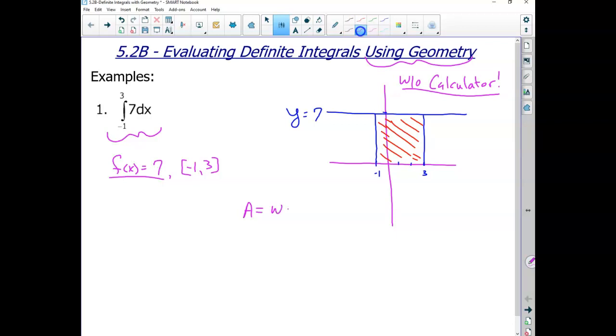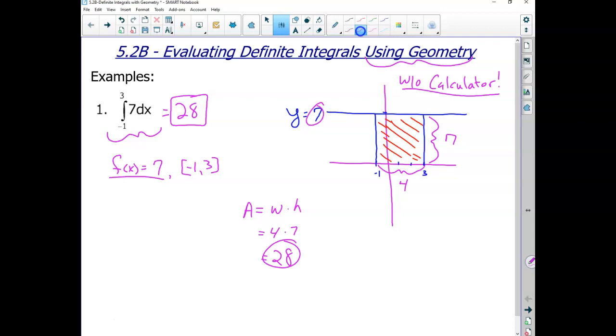Area equals width times height, or width times length, length times width, however you want to do it. I have it organized as width times height because my width is going to be along my x-axis, which is going to be 4 units, right? Because 3 minus -1 actually gives me 4 units here. In my height, because I'm not drawn to scale, well, my height is going to be 7. So all I have to do is take my width, 4, times my height of 7. So my integral is describing the area of 28. So this equals 28 is what we're after, okay?